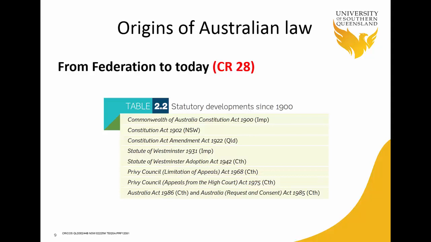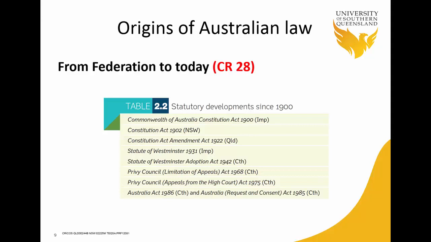It wasn't until the 31st of July, the end of that month, that Western Australia agreed to hold a referendum, and a large majority voted in favor of the Federation.